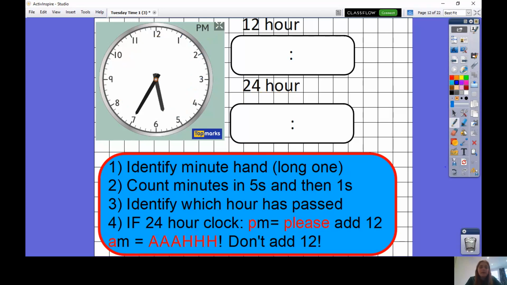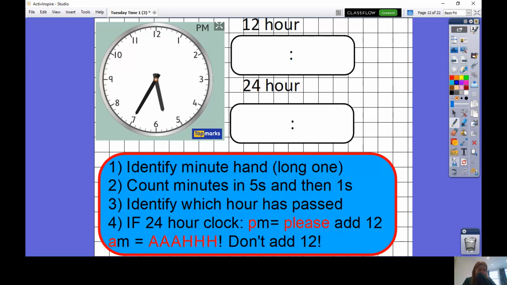So the easy way to remember that is I've got a little trick down here. Have a look here and this will help you. If you're doing the 24-hour clock, PM, that means please add 12. AM, don't add 12. Okay, I know that's very silly, but it should hopefully help you remember when you need to add 12. The only exception with that is at 12 o'clock, and we'll talk about that in an example later. But for now, we're just going to have a go at these questions.